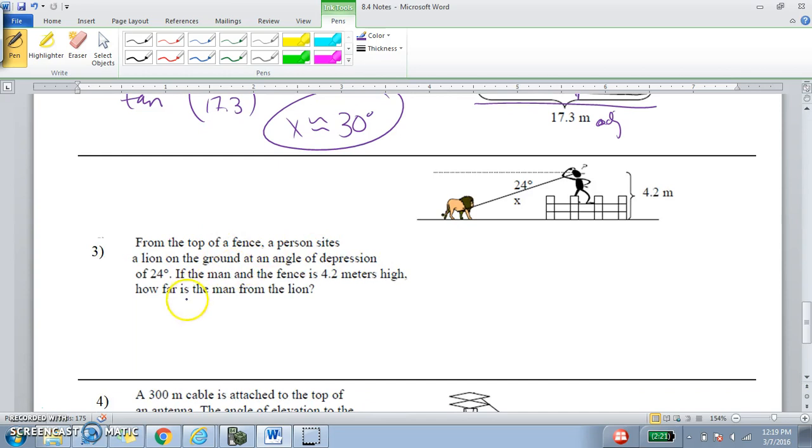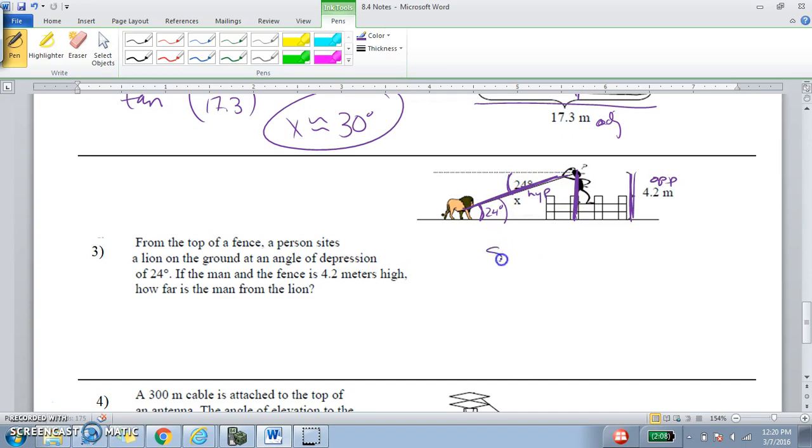Okay, from the top of a fence, a person sights a line on the ground at an angle of depression of 24 degrees. So that also means that if the lion is looking up at you, hopefully he's not, 24 degrees would be his angle of elevation. So if this is x and you are 4.2 meters above the ground, this would be your opposite. This would be your hypotenuse.